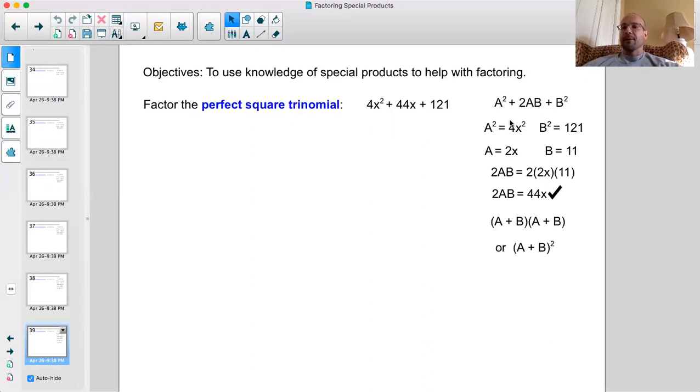But we certainly know that when you have, this is a perfect square, and this is a perfect square, and this is 2 times a times b in the middle, we know that there's going to be perfect symmetry between this set of parentheses and this set of parentheses. So whether you want to write it as 2 sets that match perfectly, or you want to write it as 1 set squared, that's fine by me. Either one's good. So you could write this as 2x plus 11 times 2x plus 11, or you could write it as 2x plus 11 squared.